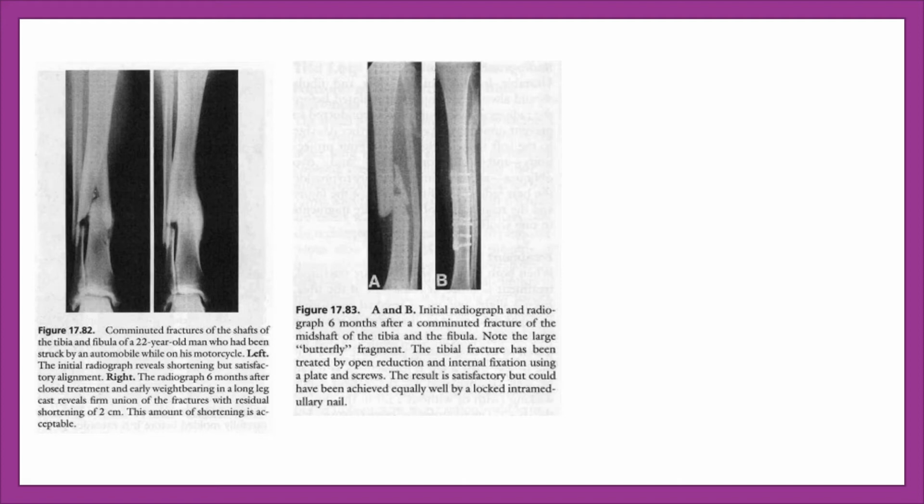Figure 17.83. A and B, initial radiograph and radiograph 6 months after a comminuted fracture of the midshaft of the tibia and the fibula. Note the large butterfly fragment. The tibial fracture has been treated by open reduction and internal fixation using a plate and screws. The result is satisfactory but could have been achieved equally well by a locked intramedullary nail.